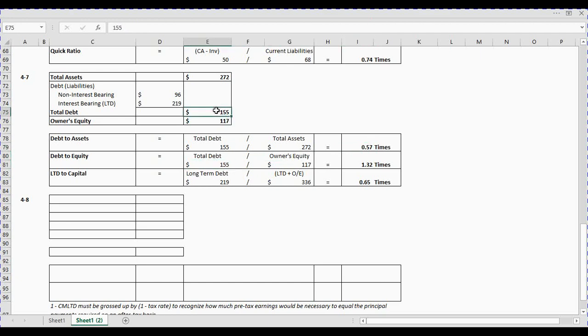But let me jump on down and look at my total debt, and again, this is current and non-current debt combined, of 155 million, as compared to equity of only 117 million. So I have 1.3 times as much debt as I do equity. That's not bad. Again, 2 times is okay. 3 times is starting to push it, and anything above 3 times for most businesses is pretty risky.